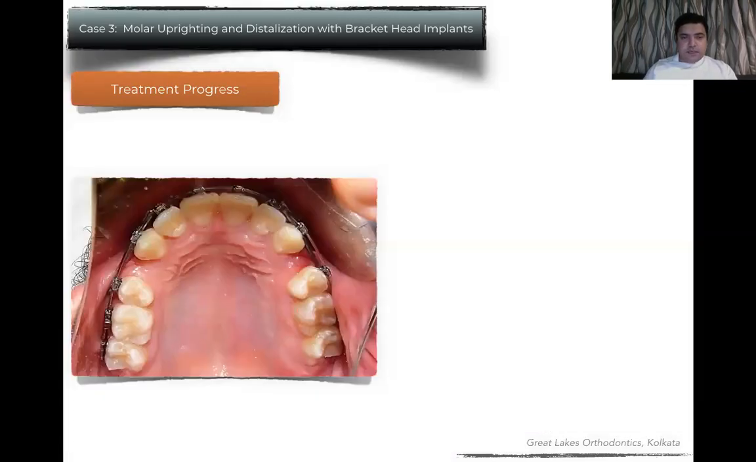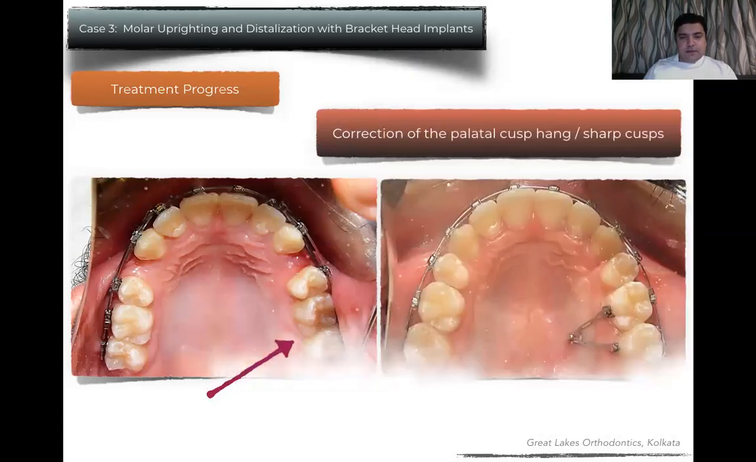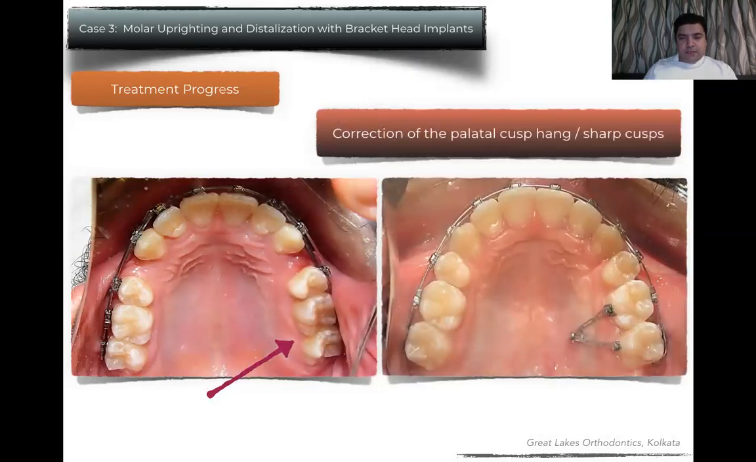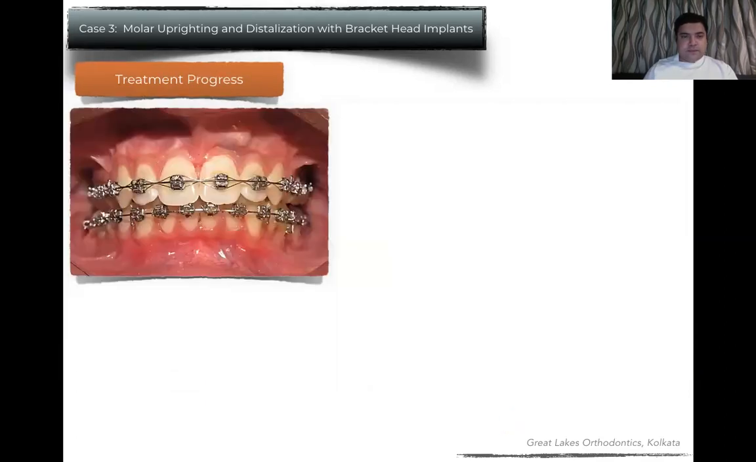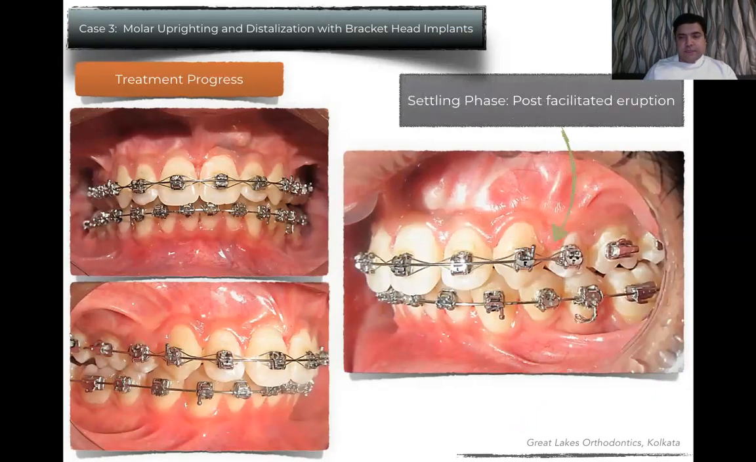So how did we plan to correct it? So we see a palatal cusp hang that is there. And now what we did was place the implant in the palate, put an attachment and intrude the palatal cusp, so that the occlusion comes well seated at the end of the treatment. So this is the treatment in progress in the final stage where we are going ahead with settling. As you can see, the palatal cusp hang has already corrected and a good amount of settling is happening on a 14 NiTi wire.